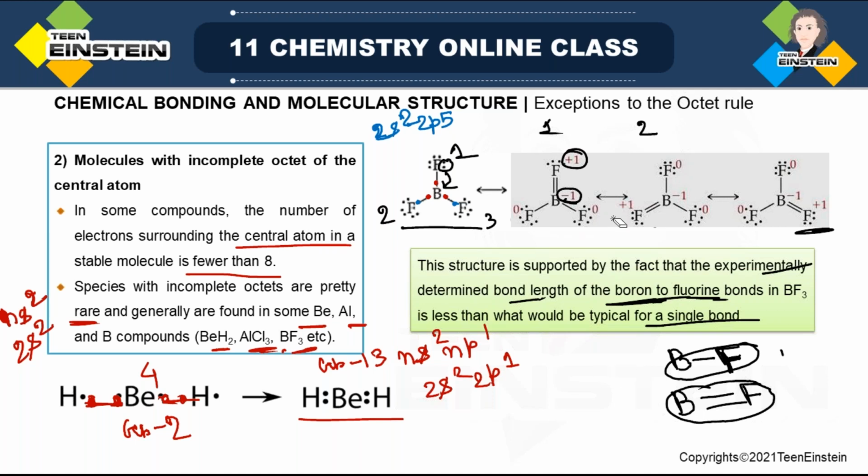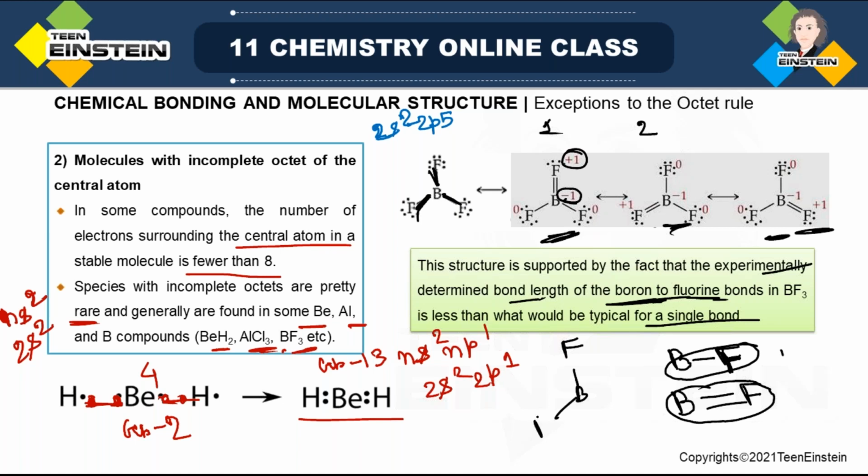Now suppose these resonance structures are not possible, and only the first structure is possible. Then we should get only the single bond experimental value. But the experimental value that we are getting proves that the bond length is not exactly double bond, and not exactly single bond. It is something in between, slightly less than a single bond. So it is not purely B double bond F, and not purely B single bond F. It is basically the average of these three structures. If you take it, it will be something like this.